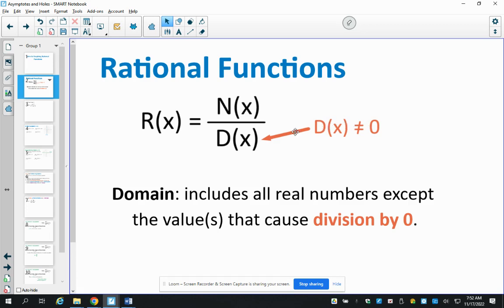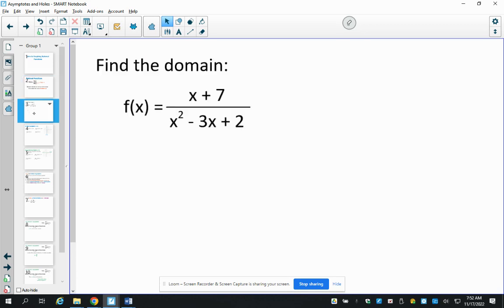So the denominator of this cannot equal 0. And that's going to be your issues with your domain. So your domain is going to be all real numbers except any of the numbers that make the denominator 0. So let's take a look at this example and go ahead and find the domain.